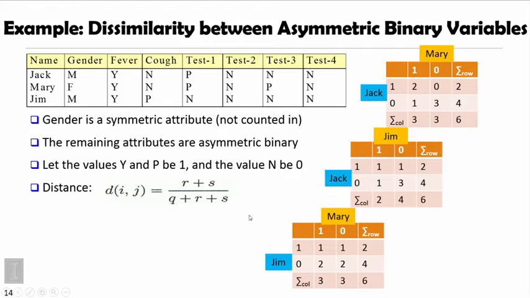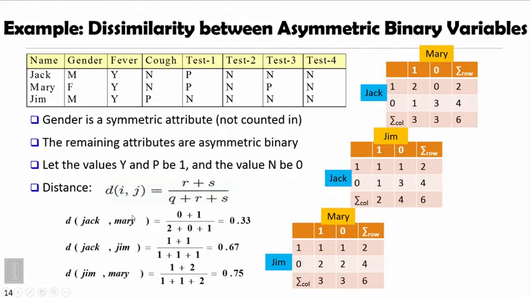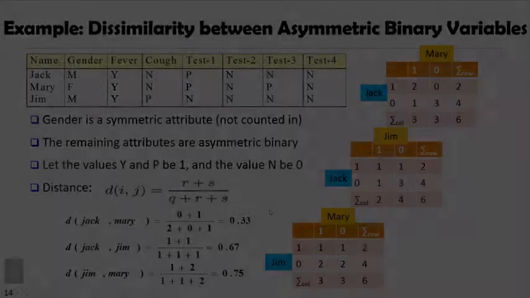In this case, we can calculate their differences. We can easily see that Jack and Mary are the most similar, and Jim and Mary are the most different. We may conclude that Jack and Mary may have a similar disease in this case.